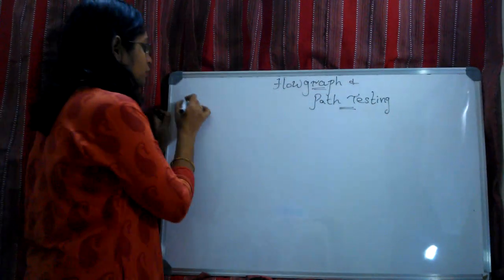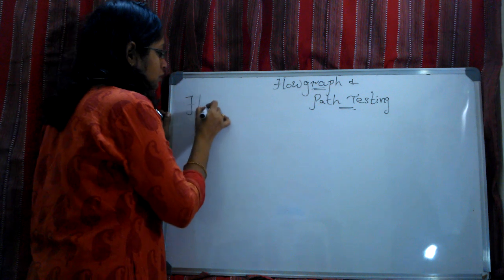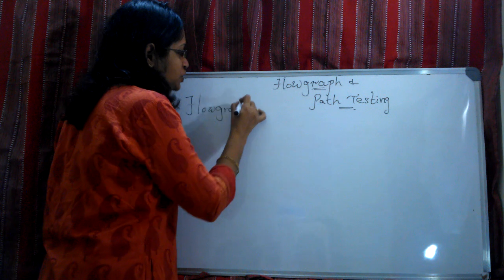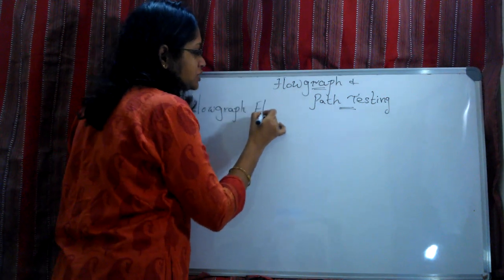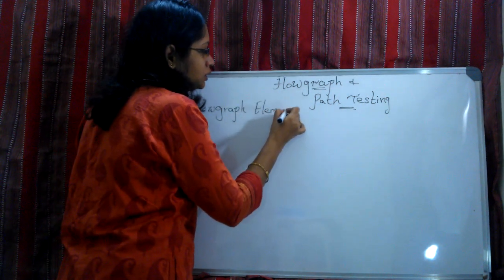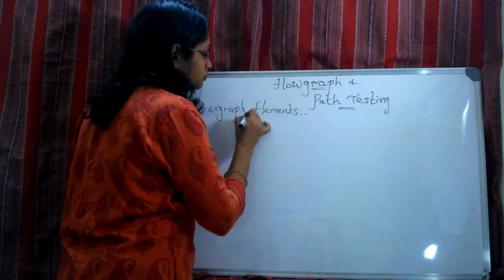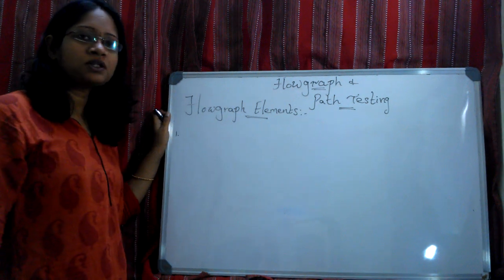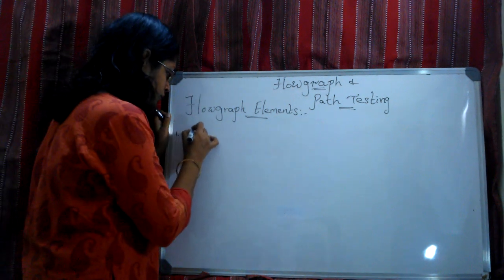In these flow graphs you have four different elements. By using those elements we are going to test a particular path and get some particular output. The first one is process.